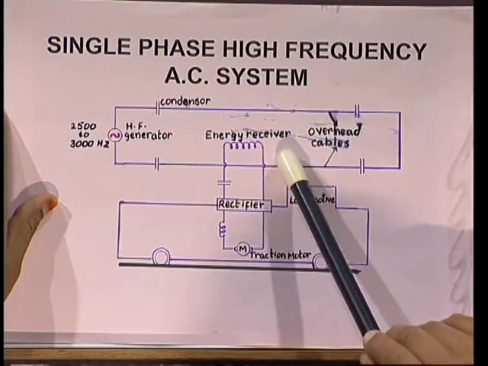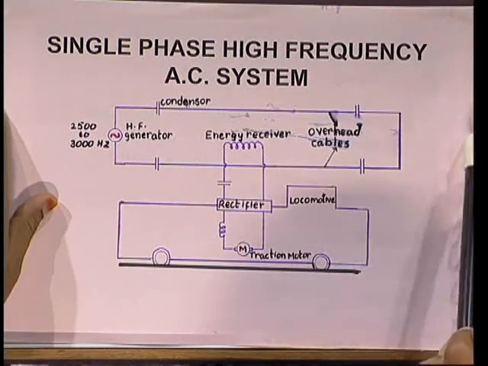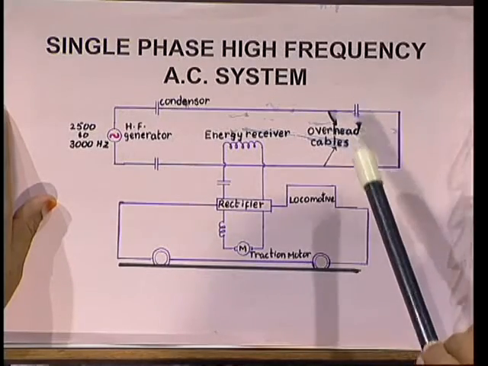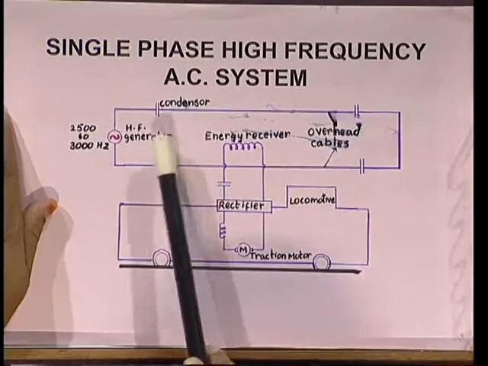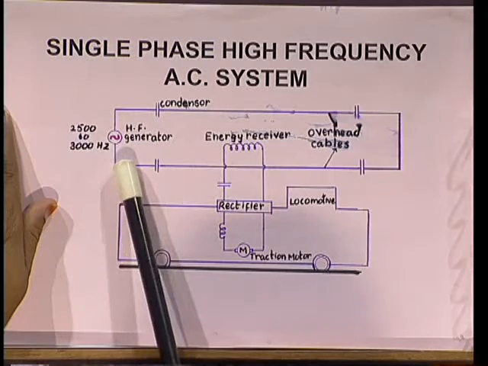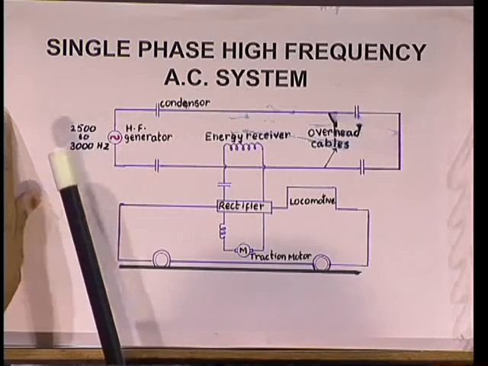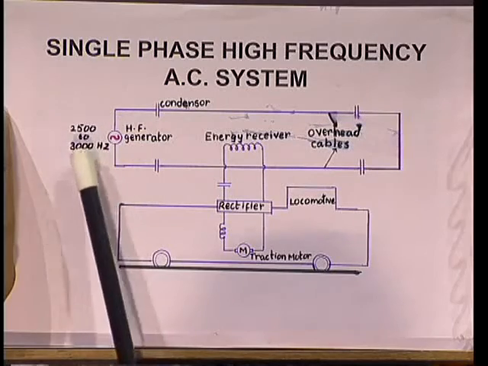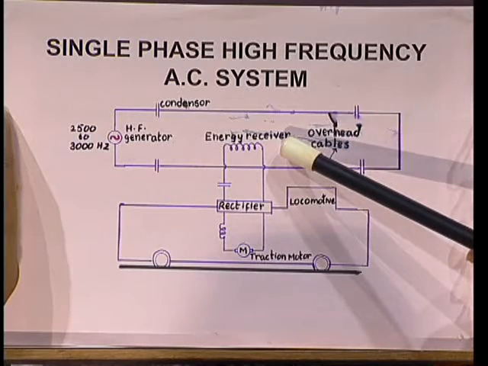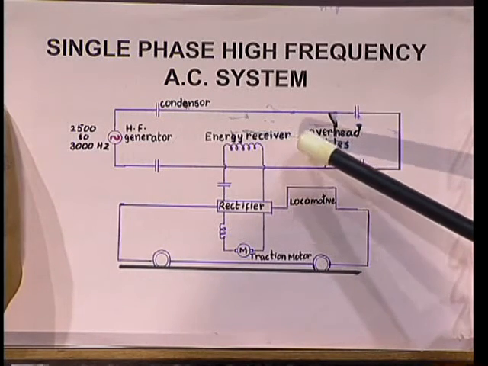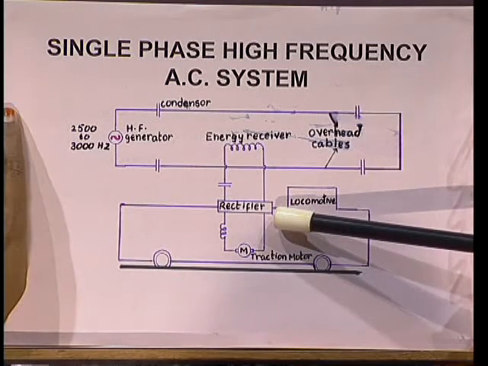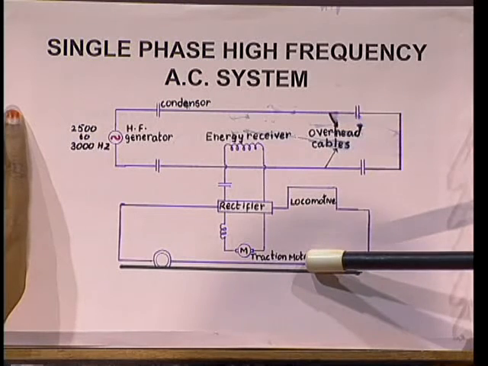The energy receiver is placed at a distance of 4 centimeters from the overhead cables. These overhead cables are supplied with a high frequency generator. This high frequency generator supplies a frequency of 2500 to 3000 hertz. The energy receiver receives the alternating current through induction, and it is rectified by using a rectifier and then sent to the traction motor.